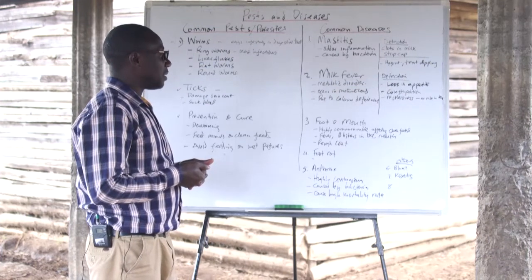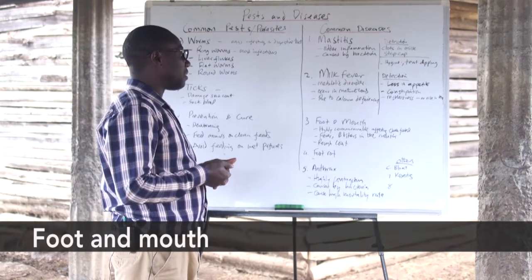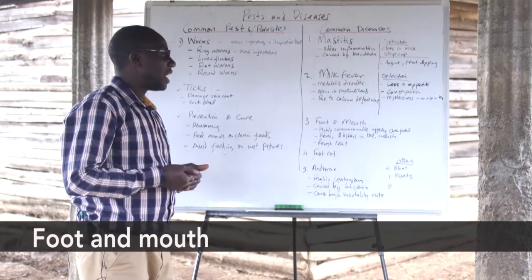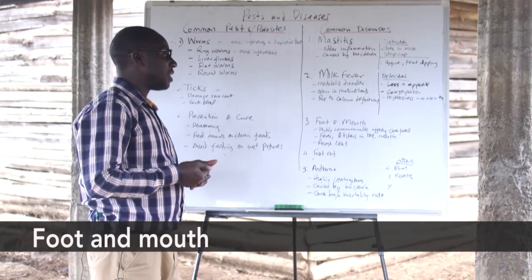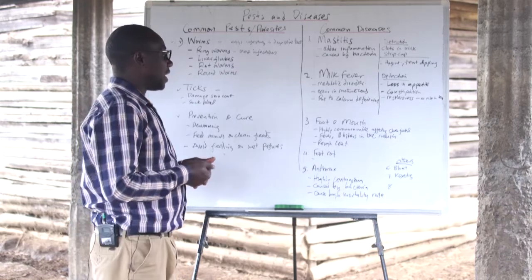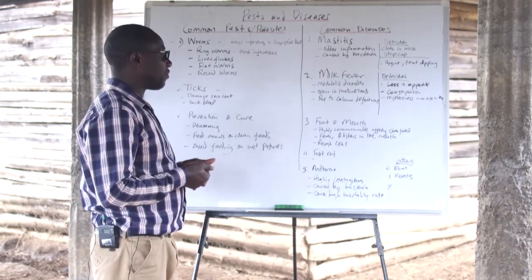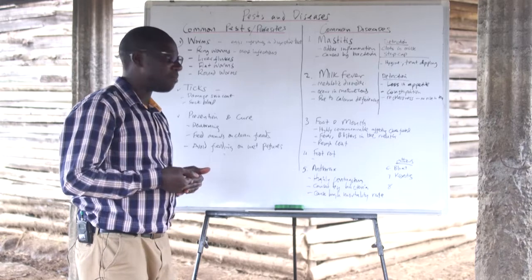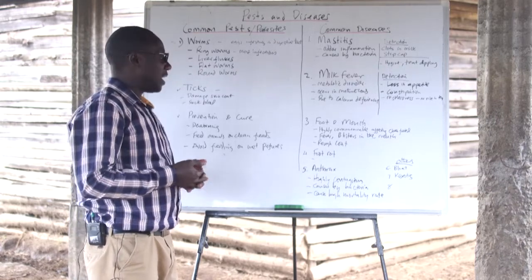The other disease is foot and mouth, which is a highly communicable disease affecting the cloven-footed animals. It is characterized by fever, blisters in the mouth, and a rough coat.